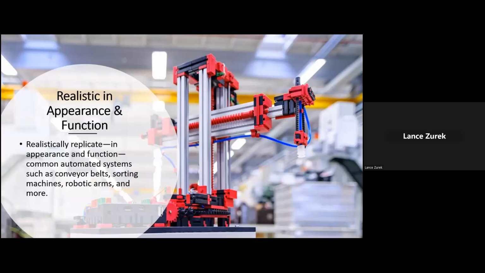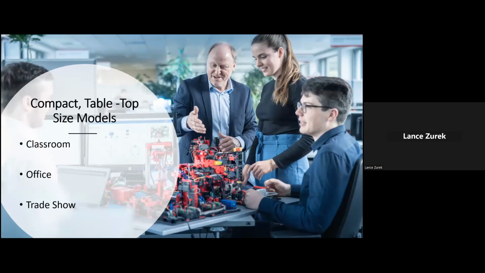Advantage 2, the models are once again designed to realistically replicate in both appearance and in function common automated systems, things again such as conveyor belts, sorting machines, robotic arms, and much more. Because the models are compact and in most cases tabletop sized, they are not only ideal for use in the classroom or in-office demonstrations, but also for demonstrating software or other technology-based offerings in a trade show environment.